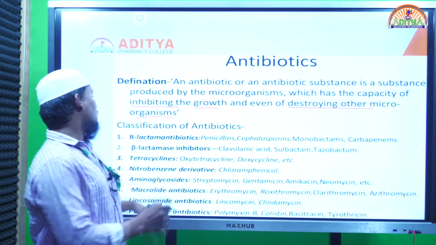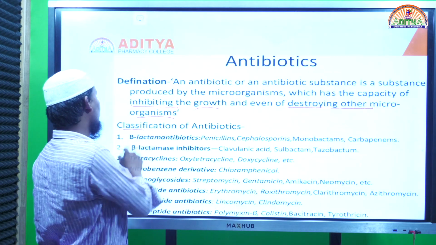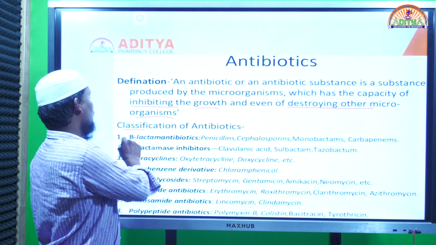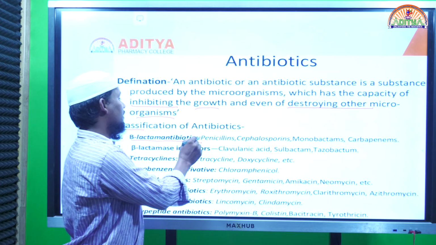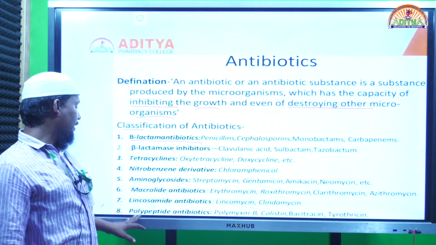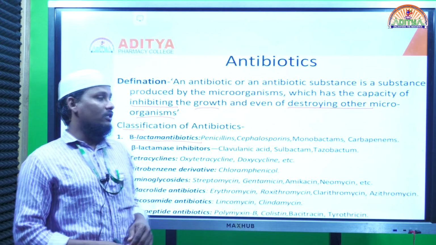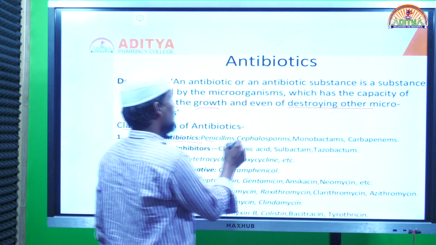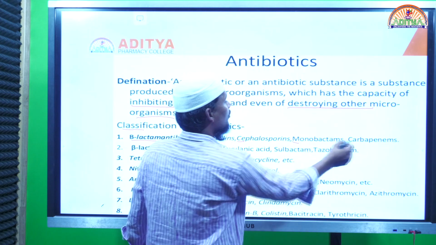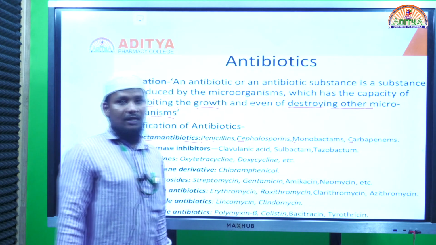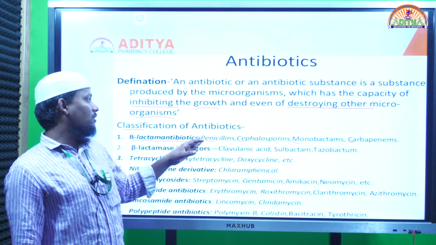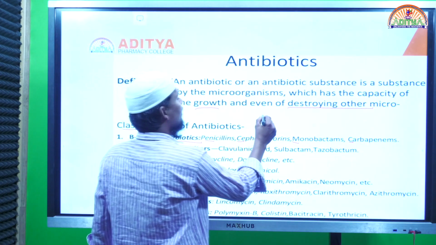Coming to the classification of antibiotics, there are different types of classification. There are 8 main types of antibiotics. The first one is beta-lactam antibiotics. Examples: penicillins, cephalosporins, monobactams and carbapenems. They are all beta-lactam antibiotics because they have a beta-lactam ring in their structure.